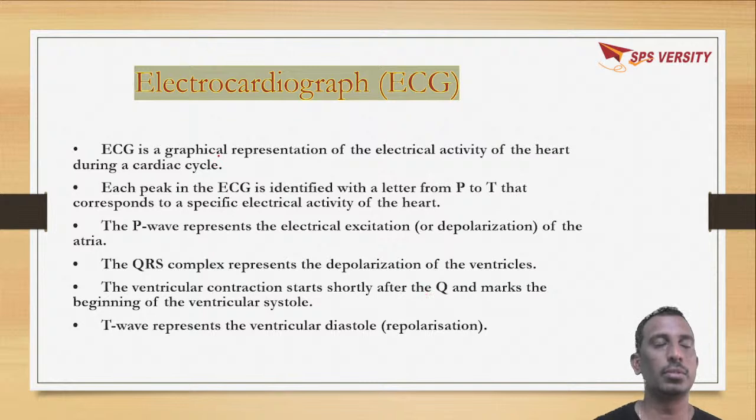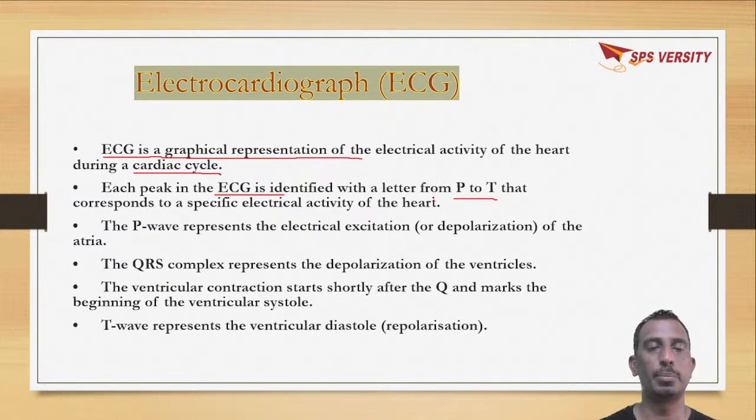So the cardiac cycle takes 0.8 seconds, where joint diastole, atrial systole and ventricular systole are seen. To know the functioning of the heart, there is a test called the electrocardiograph, a graphical representation of a cardiac cycle. ECG is a diagnostic test for the functioning of the heart. In an ECG there are symbols from P to T, that is P, Q, R, S, T. Each letter corresponds to the electrical activity of the heart.